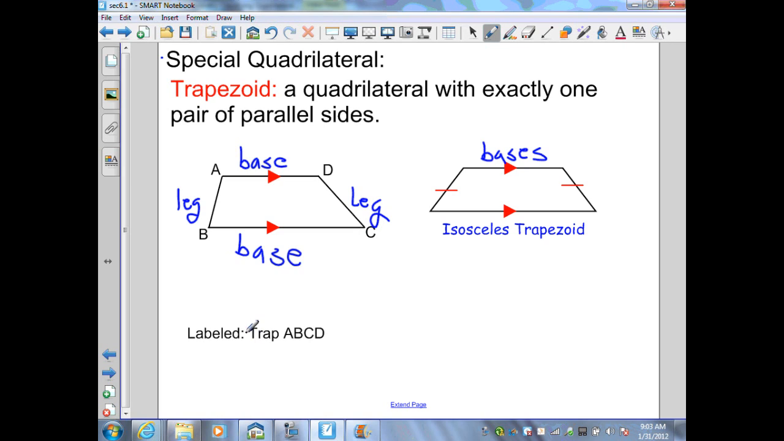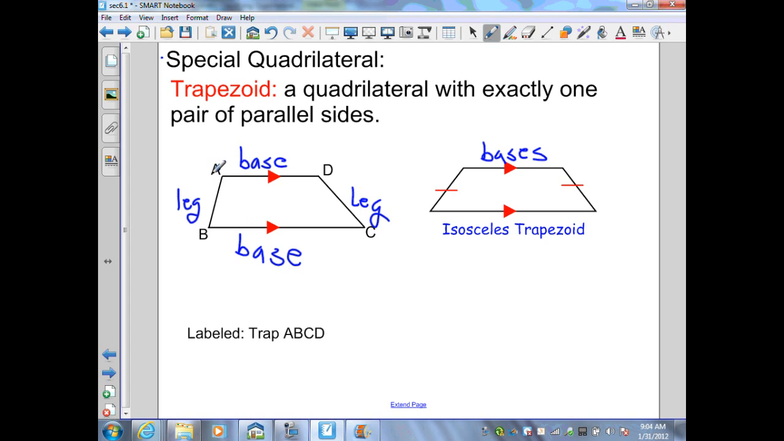And a trapezoid is labeled as trapezoid ABCD. Just as we had any other polygon, I start with a vertex and go clockwise or counterclockwise. Again, since I only have one pair of parallel sides, I have to be careful how I use my theorems of alternate interior angles, same side interior angles, and corresponding angles.